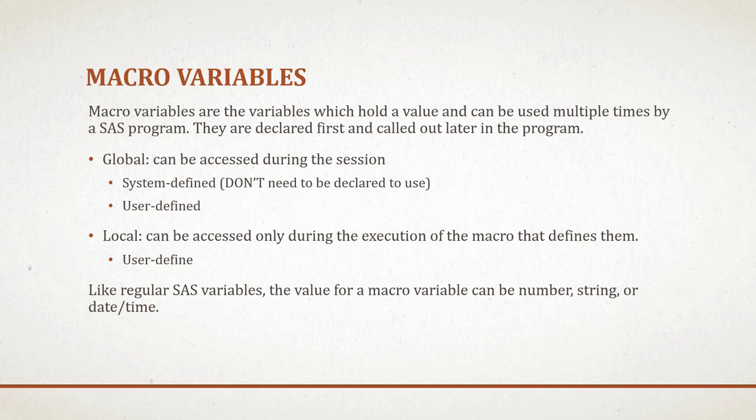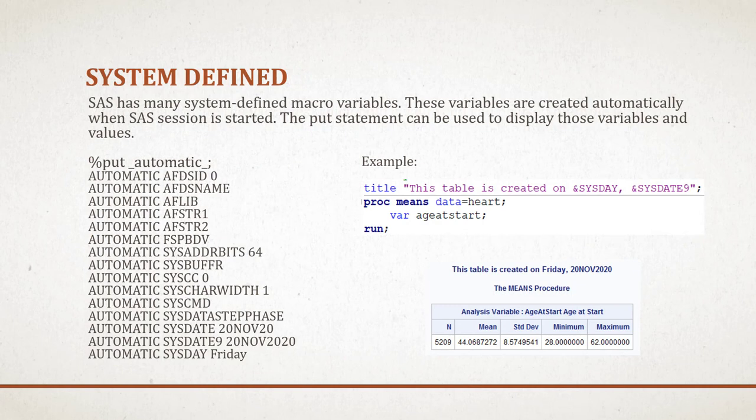We can also define local macro variables during the execution of the macro that defines them. The value for a macro variable can be a number, string, or date time, but the format of the value would be all character. The system-defined macro variables are created automatically when SAS starts.